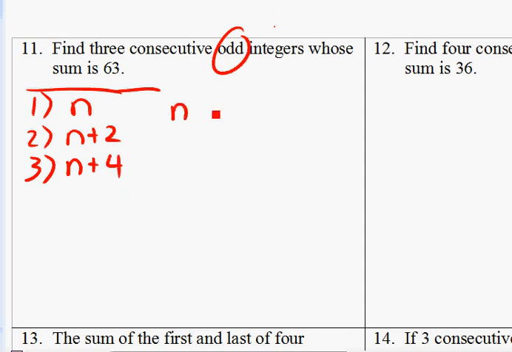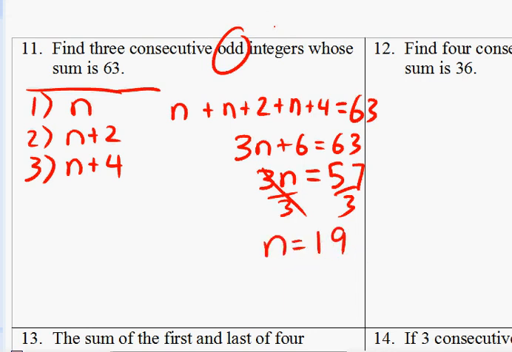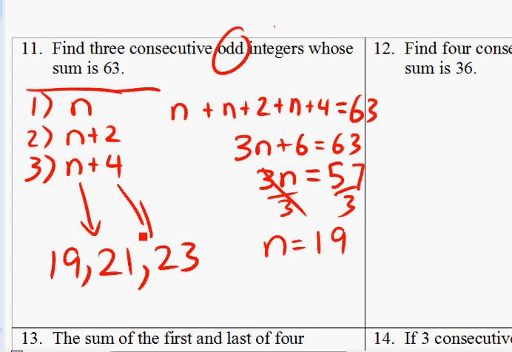Now let's write them together and add them together. And this should be equivalent to 63. And we solve for n. Again, we have 3 n's we're adding, so it would be 3n plus 6 equals 63. Right? Subtract 6 from both sides, and you get 3n equals 57. Divided by 3, you will get n equals 19. And if n equals 19, the next odd number will be 21. The one after that will be 23. Okay? Another way you can get it, just substitute 19 for n, and you will get the numbers.